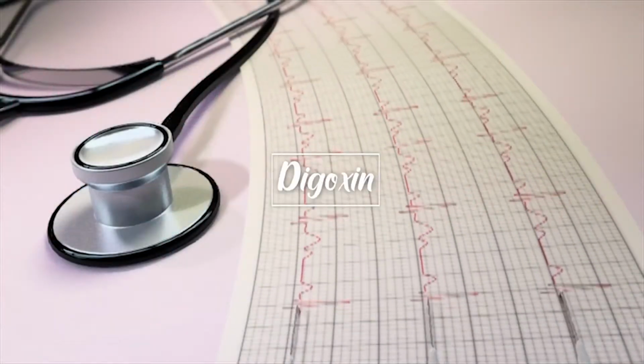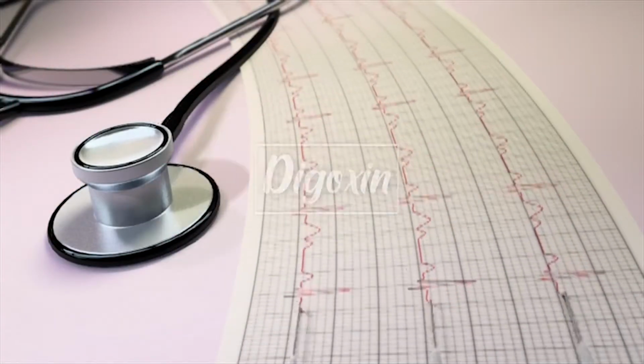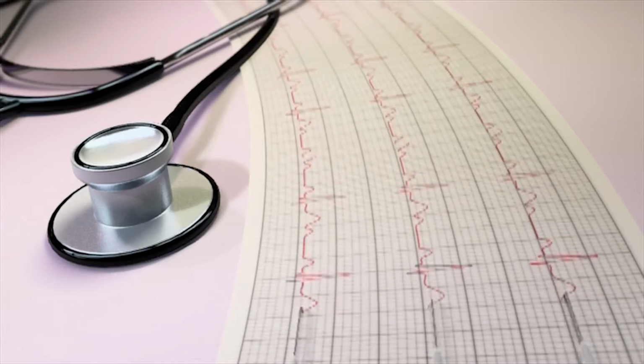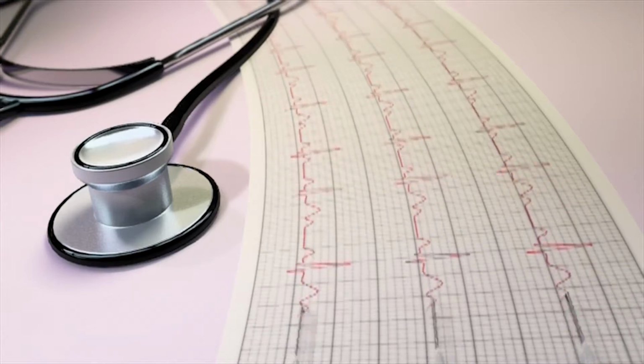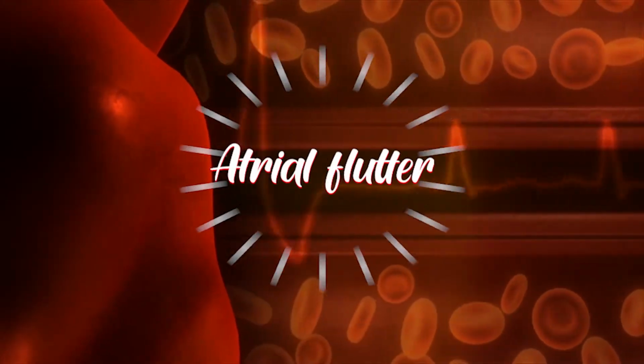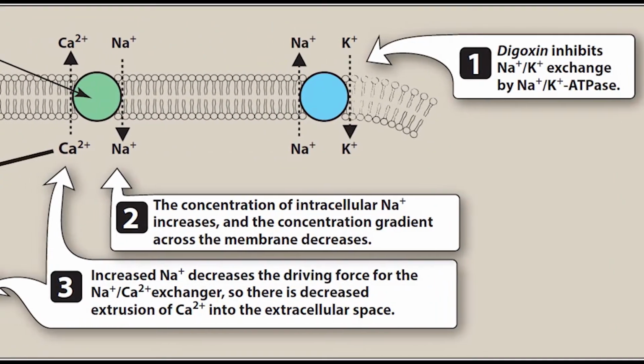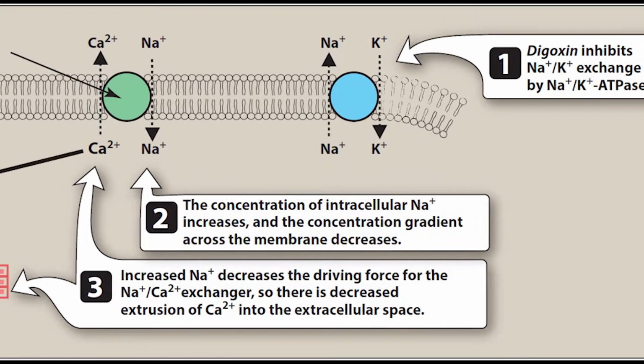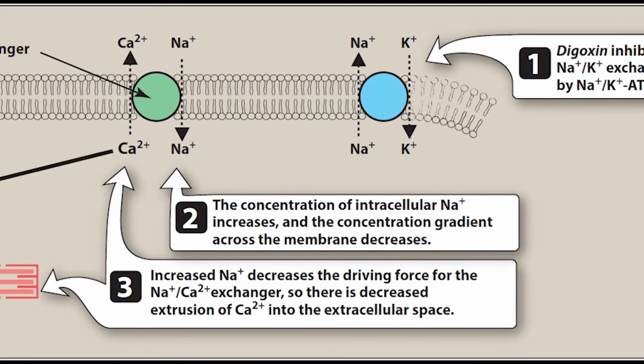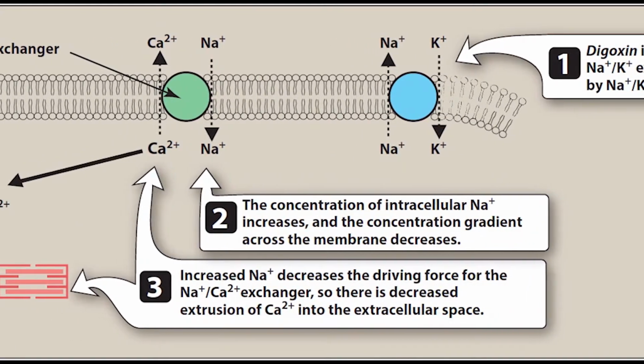Today we will discuss digoxin. This is the most widely used cardiac glycoside and administered in the presence of atrial fibrillation, atrial flutter, and heart failure. Digoxin, like other cardiac glycosides, inhibits the sodium-potassium ATPases found on the outer cell surface.